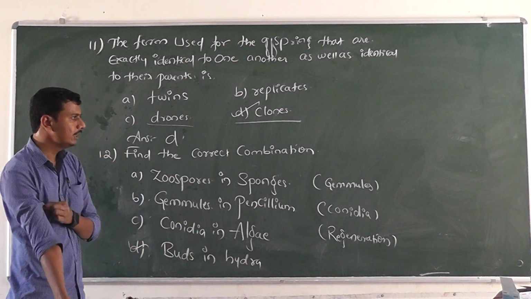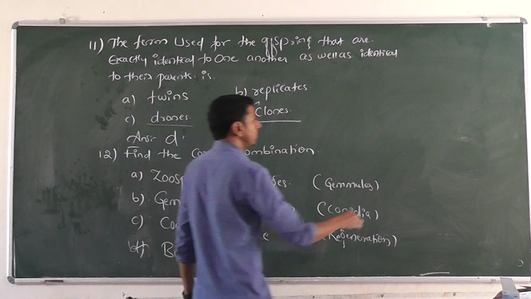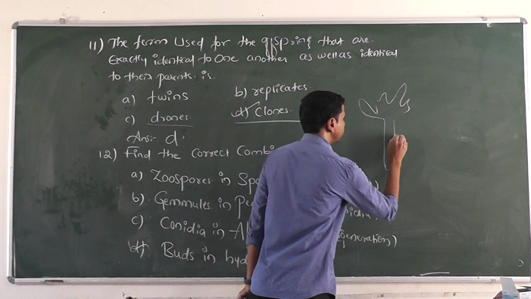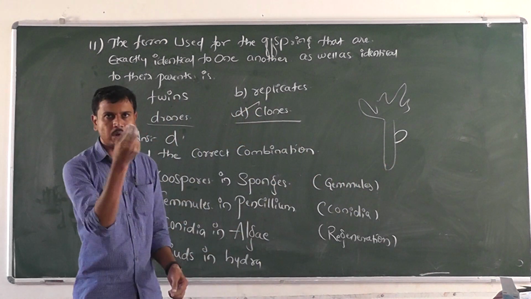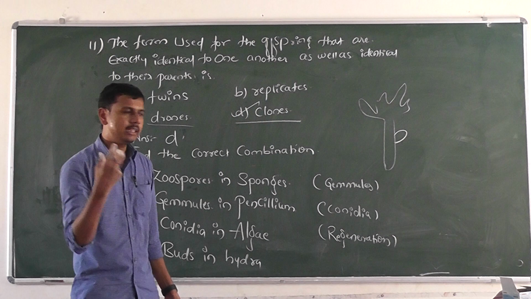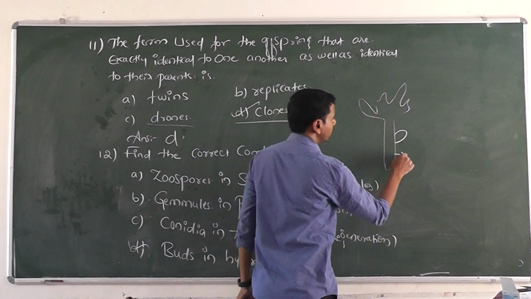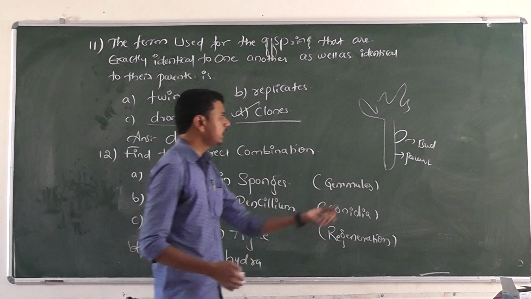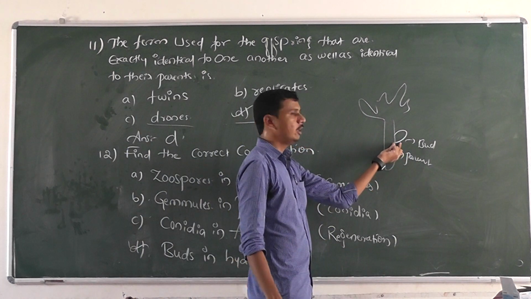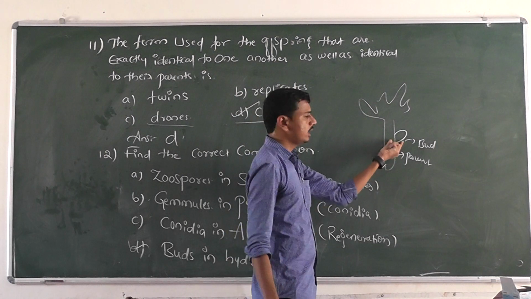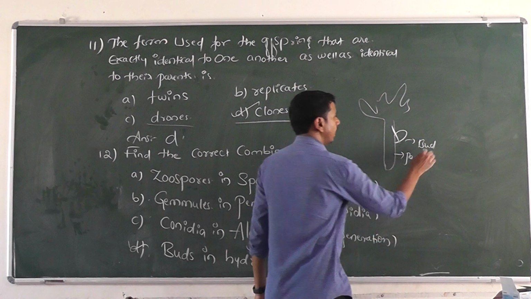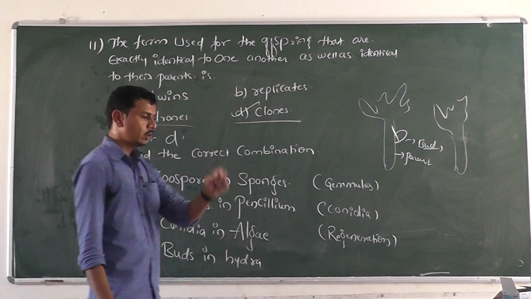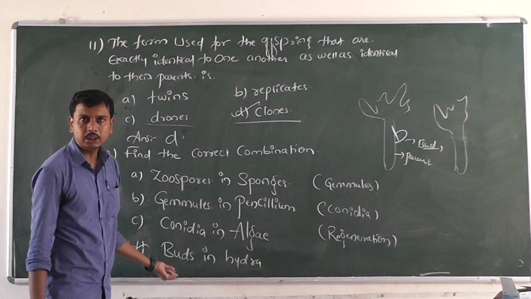In the case of hydra, the parent hydra is there, and a bud-like structure forms on it. The bud formation, in Kannada, is called moggu. Here the bud forms on the parent body. This is the parent, and this is the bud. Until maturity, the bud stays attached to the parent body. When it matures, it separates from the parent body and grows into a new individual. That is the right answer. We call it budding in hydra.